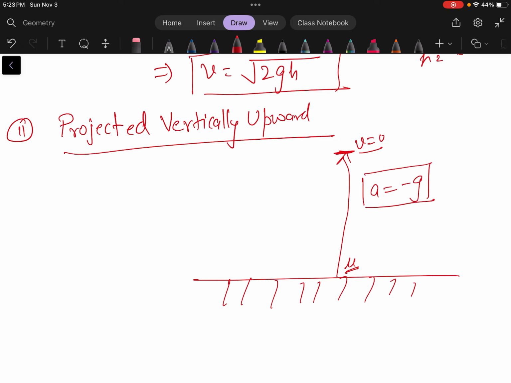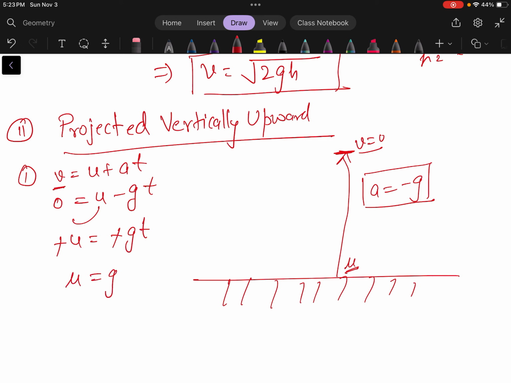If you understand these things, now our first law of motion is v is equal to u plus at. Substituting the values, v is equal to 0, u is equal to u only, acceleration is equal to minus g, and t. So we bring this across: minus u is equal to minus gt, the minus cancels, so u is equal to gt. This is equation 1.